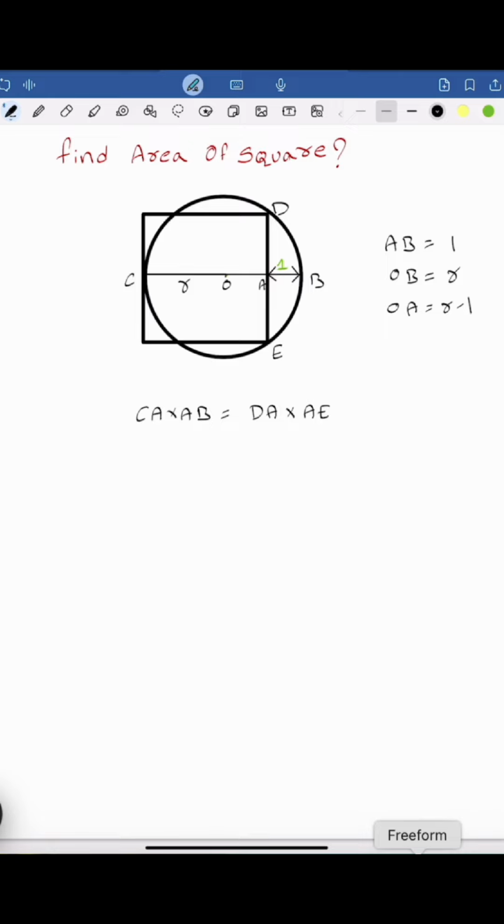CA is equal to R plus R minus 1, multiplied by AB, which is equal to 1, and DA multiplied by AE. Let me introduce you guys to one more theorem, which is the perpendicular chord theorem. A perpendicular line drawn from the center to the chord bisects the chord into two equal parts. DA and AE are equal. Let's say DA is equal to AE is equal to x.